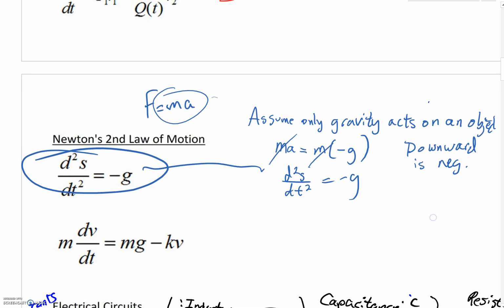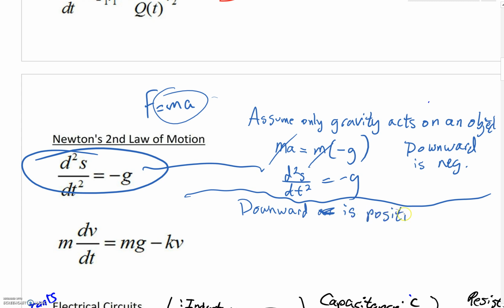Now, as we look at this second one, let's just assume that they tell you that downward directions are positive. You can think, oh my goodness. Well, yeah, you're free to give that designation either way. So we can say, look, gravity is pulling down. Instead of saying m times negative g, we could say m times g.